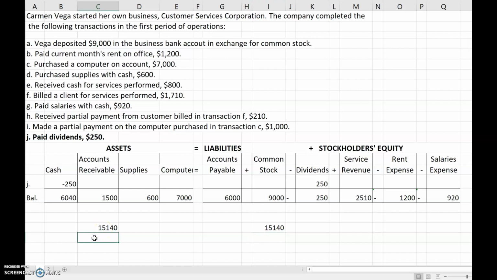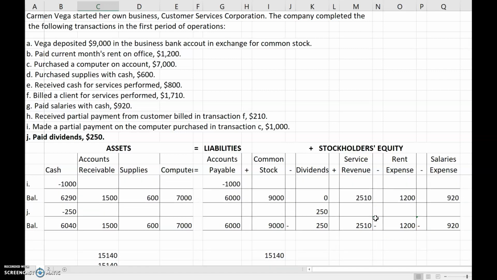A shortcut, an extra tool you could use, this only works on the asset side since we're totaling them all up. You can do equal and then type in sum and a parenthesis and then highlight all the things you want to add up. Close the parenthesis. So that's kind of a shortcut to adding things up. We couldn't do the equal sum on this side because some things were being subtracted. The dividends and the expenses were being subtracted. But we can see assets do equal liabilities and stockholders' equity at the end of the period. And that should have been true on every single balance line. You should have been able to add that up and make sure it equals.